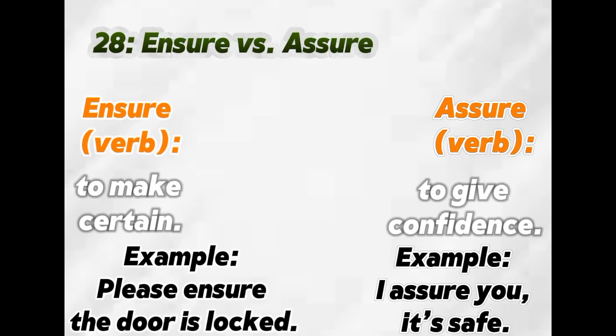Alright, let's clarify ensure and assure. Ensure is a verb meaning to make certain, like please ensure the door is locked. Assure is a verb meaning to give confidence, like I assure you it's safe. So, ensure means to make sure, and assure means to give confidence. Got it. Great.